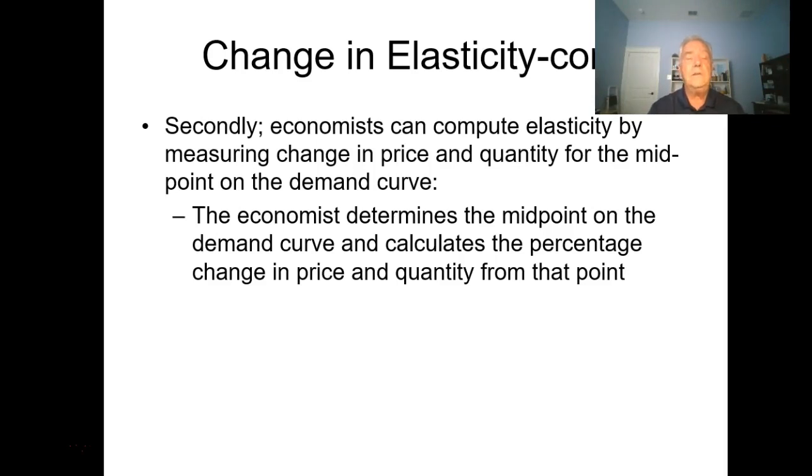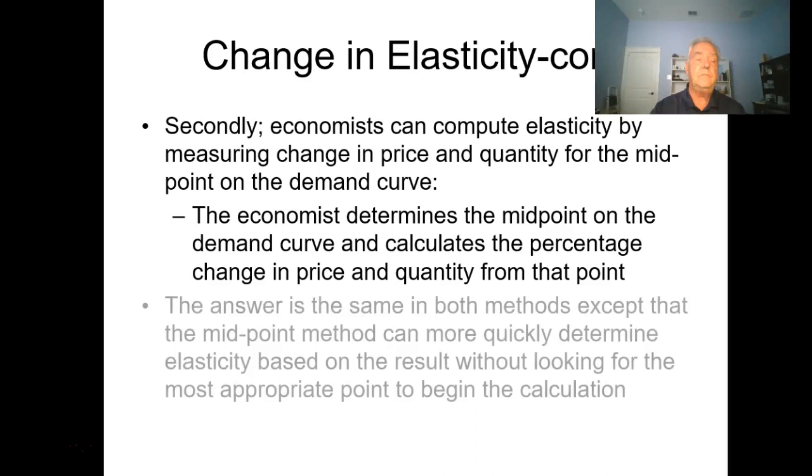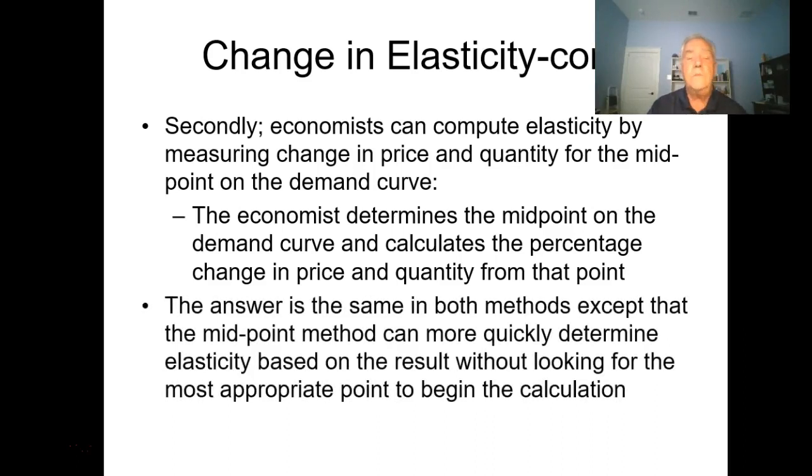So what they might do is take all the points on the curve, add them up, and divide by the number of products in there. They also would probably, a more accurate method would be to take the median, okay, and make their calculations from that point, the median being the midpoint on the curve. All right, in both cases, the answer is the same.